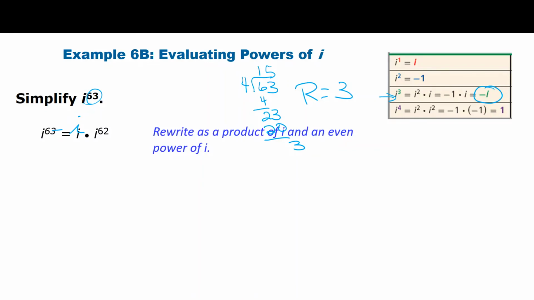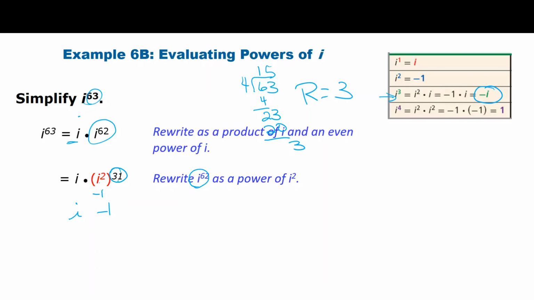So first of all, your book teaches you to rewrite i^63 as a product of i and an even power of i. So they're going to say i times i^62. Okay, and then the next thing, rewrite i^62 as (i^2)^31. Remember now that i squared is -1, to the 31st power. That's an odd power, so it's going to actually be -1. So it's going to be i times -1, which is -i. Okay, so that's all we have to do on that. Either way, however you see it clearly works.